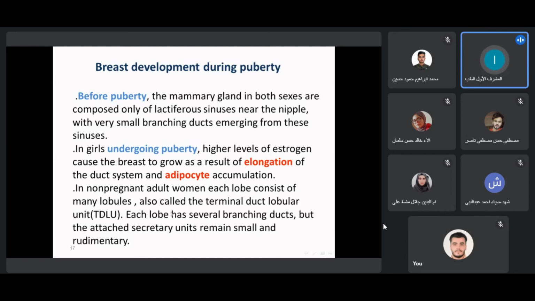In non-pregnant adult women, each lobe consists of many lobules, which we said are called terminal duct lobular units, and each lobe has several branching ducts, but the adult secretory units remain small and rudimentary. The breast only reaches its full stage of development or maturity during lactation. It starts to develop more during pregnancy, but lactation is the period of full maturity of the breast. And even in the adult non-pregnant woman, it's considered small and rudimentary.